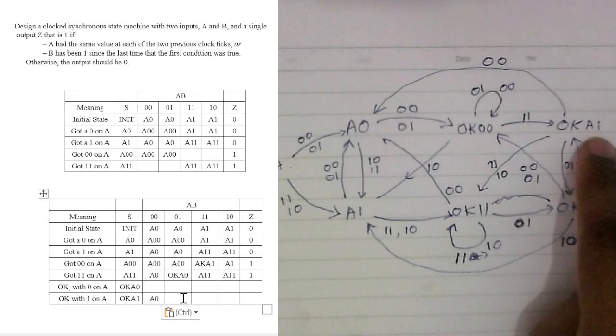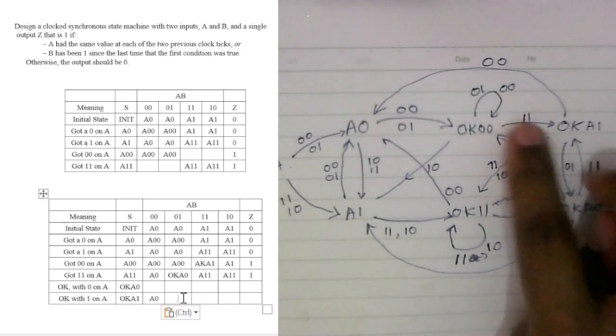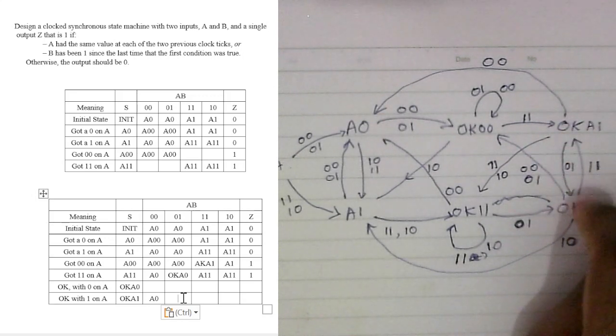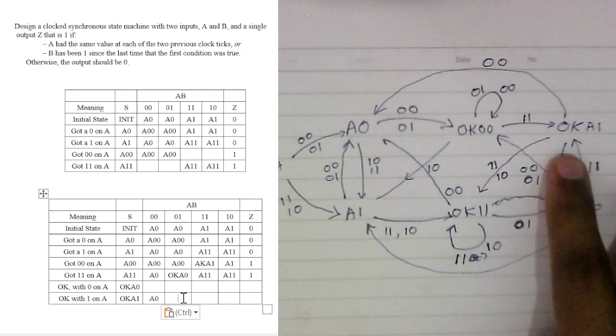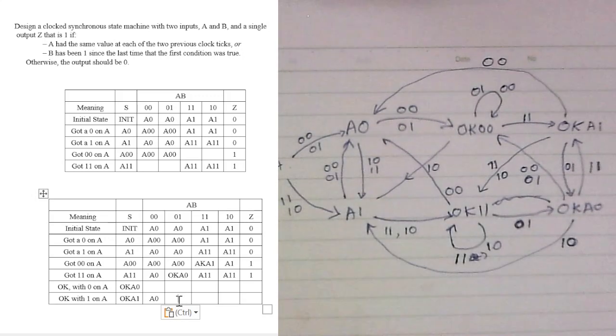What is the next one? 0 1 from here, right? If I get a 0 here, that means my first condition is not met, but B is 1, right? That means I have to stay in one of the locking states. So because of 0 1, I'm going to the A0 OK state. So you can write it here, OK A0.